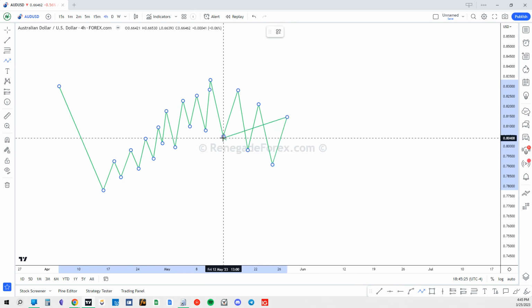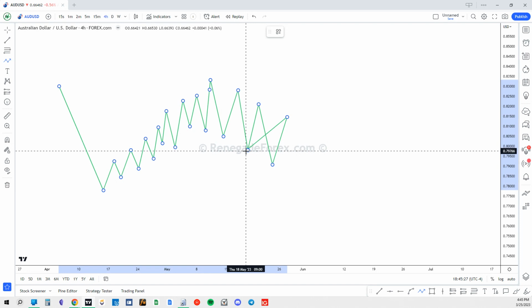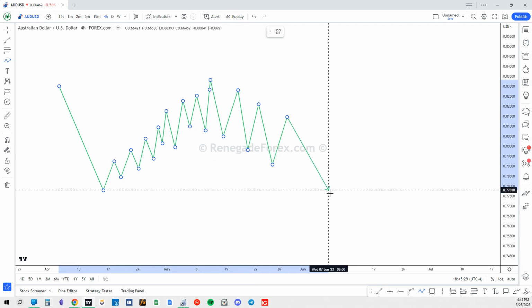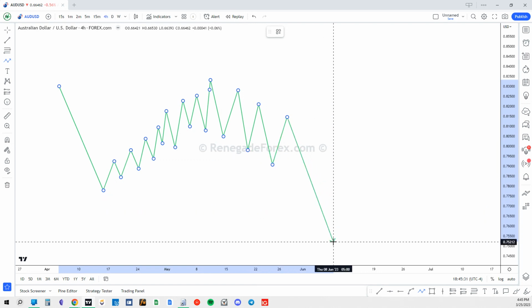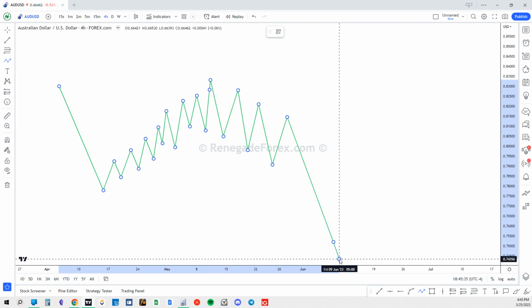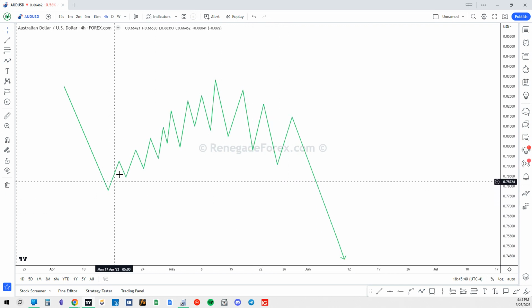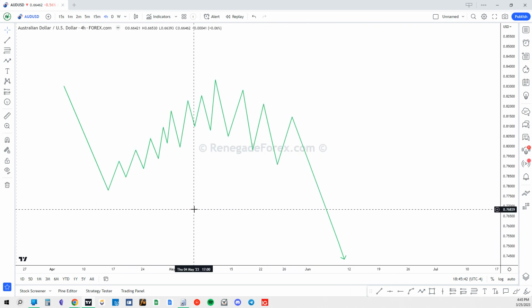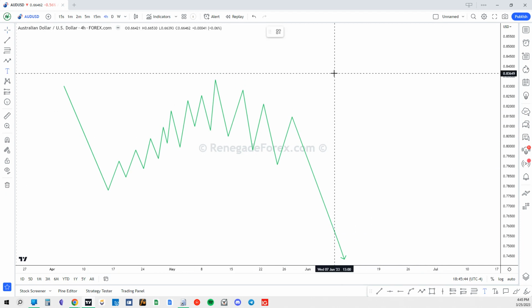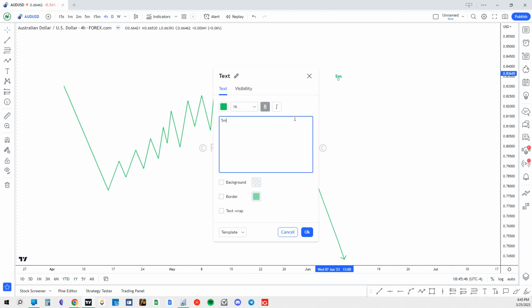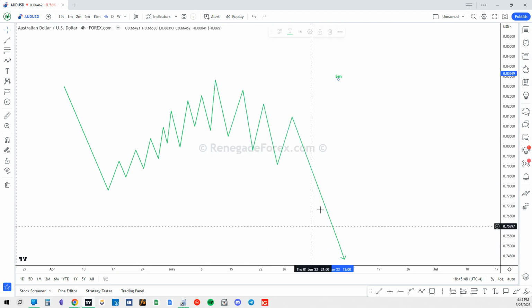Usually after the change of character, you'll see one or two breaks of structure before price actually breaks free and continues the trend downwards. So in this example, we can see that a swing structure has formed on, let's say, the 5-minute. If you want to take notes or screenshots of this, this can be the 5-minute trend.